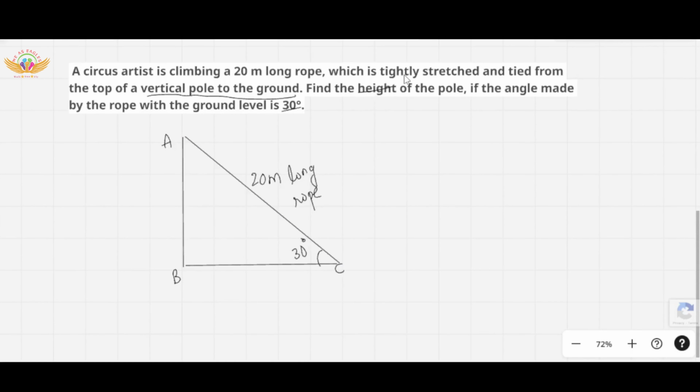What you have to find out? Height of the pole. So you know the hypotenuse and you have to find out AB. So what can you do now? We want opposite by hypotenuse, which gives you sine 30. Only for sine 30 we get opposite by hypotenuse, that is AB by 20. So what is sine 30? Sine 30 is 1 by 2, AB by 20. So AB is equal to how much? 20 divided by 2, that is 10. So it is 10 meters. The height of the pole is 10 meters.